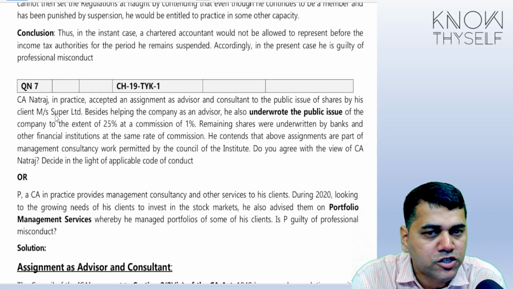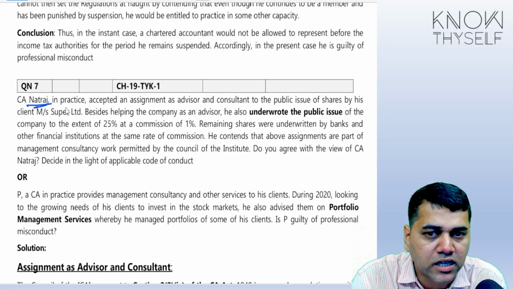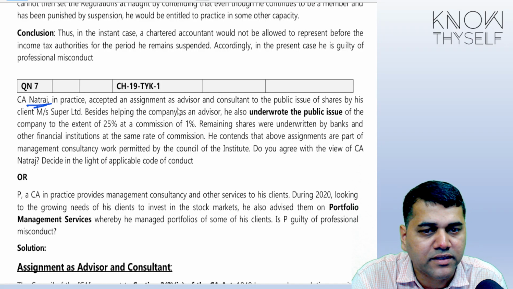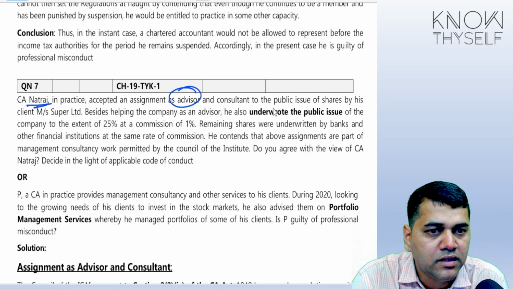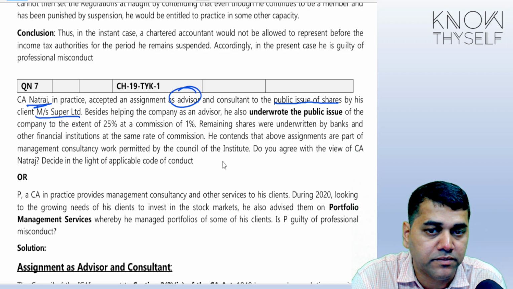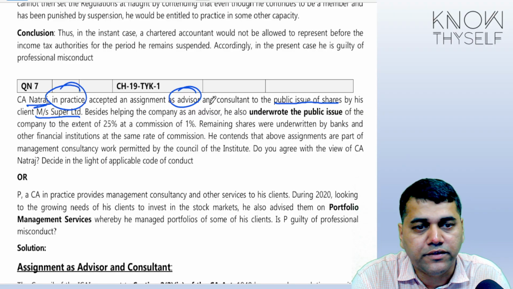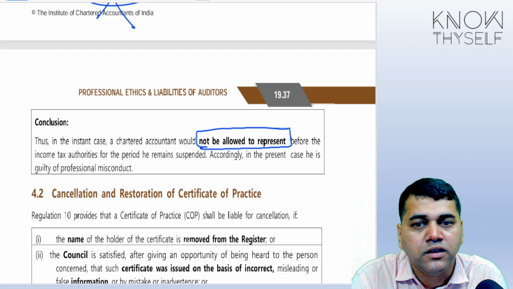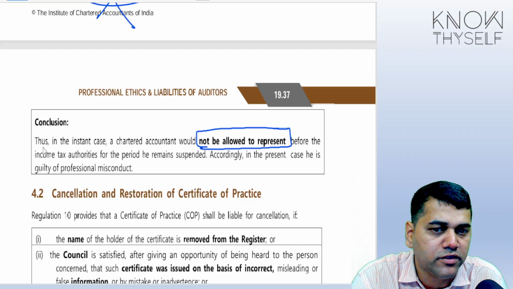Now, let us see, test your knowledge one question. Natraj, in practice, accepted the assignment as an advisor, consultant to the public issue of shares by the client Super Limited. Okay, he is in practice. Sorry, wait. This is a different question. We'll proceed further. There is only one question on the COP.